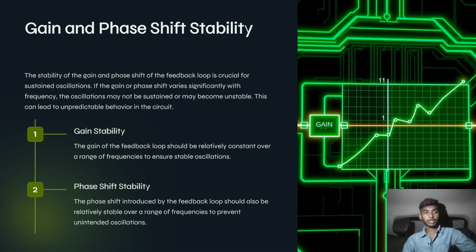Gain and phase shift stability. The stability of the gain and the phase shift of the feedback loop is crucial for sustained oscillations. If the gain or phase shift varies significantly with frequency, the oscillation may not be stable or may become unstable. This can lead to unpredictable behavior in the circuit. Gain stability. The gain of the feedback loop should be relatively constant over a range of frequencies for stable oscillation. Phase shift stability. The phase shift introduced by the feedback loop should also be relatively stable over a range of frequencies to sustain oscillations.